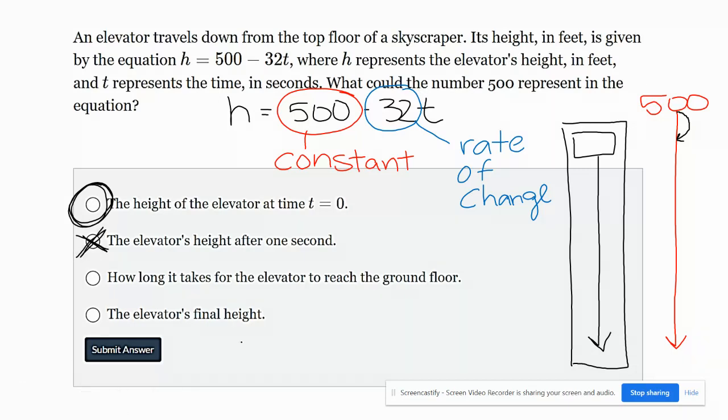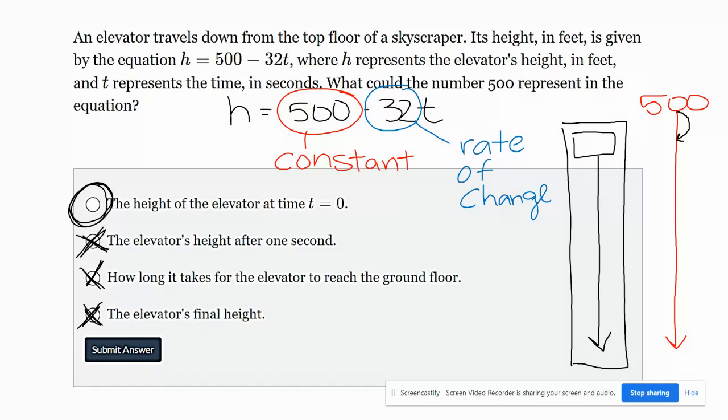How long it takes for the elevator to reach the ground. That would be whatever t is once this height is equal to 0. So that's not what 500 is. 500 is our starting point. And this says the elevator's final height. Like we said before, this is the elevator's starting height, not the final height. So we know that this is not the answer. It's the height of the elevator at the time t equals 0, because that means that the elevator has not started to go down.